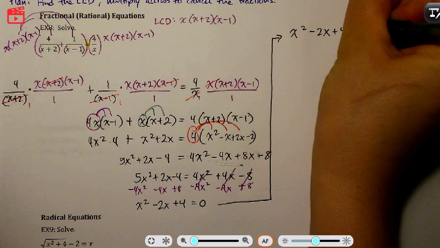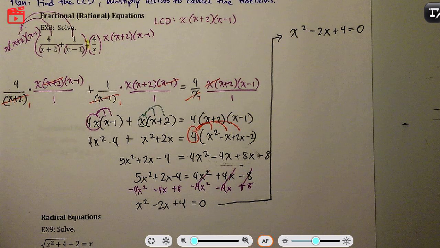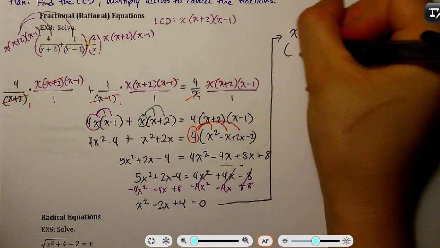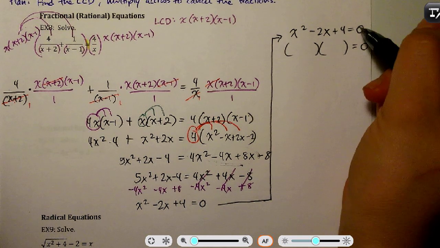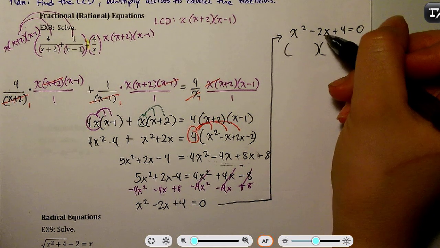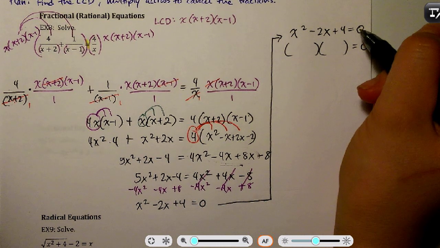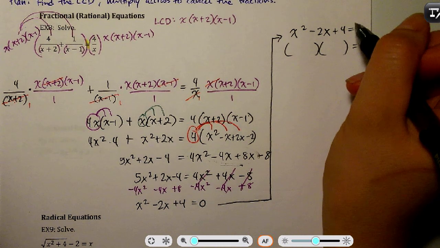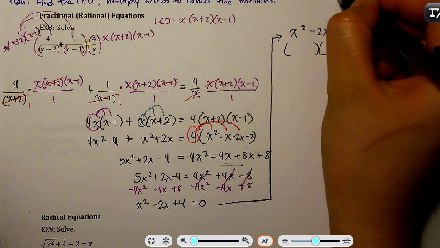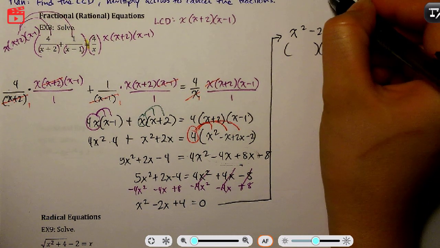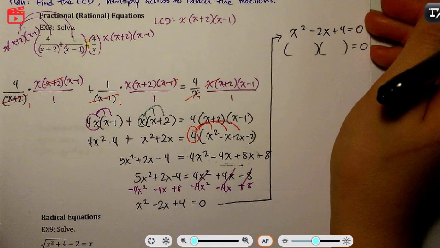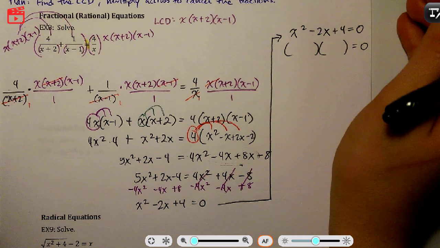Let's see, what plan should we use to solve? Well, I could do the quadratic equation, but I don't know if I want to. I could do completing the square. You know what? If this can factor, I'd prefer to factor it. So let's see. Can it factor? Factors of 4 added together give me 2. 2 and 2, those don't add to give me 2. 4 and 1, those don't add to give me 2. Darn. Okay, so we cannot factor.